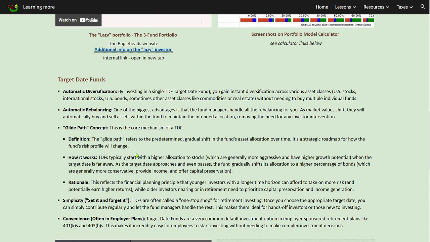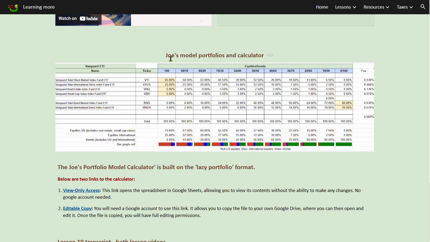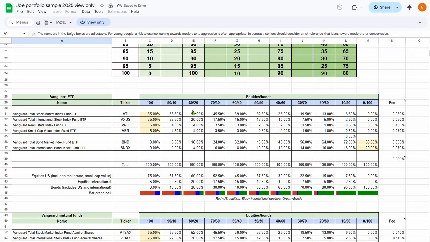Back on our website, we can scroll down and you can see here is an image of Joe's model portfolio. But actually, let's look at it in detail. I have 2 links here. One is for view-only access, where you just could view the spreadsheet or the Google Sheets. And this is good if you do not have a Google account. So you can just click on that and you will see the actual funds. You can see what I'm investing in. But you can't change anything.